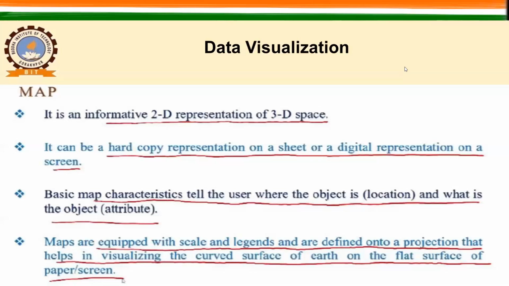Basic map characteristics tell the user what the object is and what the attribute is. So instead of writing all the values like it is high or low or medium or moderate, you can use different symbols, different textures or different ways of representing your data. So that is the beauty of your GIS environment. Maps are equipped with the scale that you have already seen, legends, and are drawn onto a projection that helps in visualizing the curved surface of the earth on the flat surface of a paper or a screen. So this is very important as we are working in GIS.